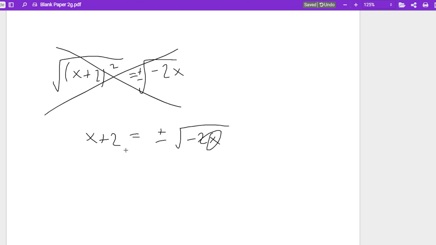Which then begs the question, what do we do? Well, I'll show you. So again, the problem was x plus 2 quantity squared equals negative 2x. The secret here is instead of taking the square root, this is when we're going to FOIL the x plus 2, which looks like this when you write it out.